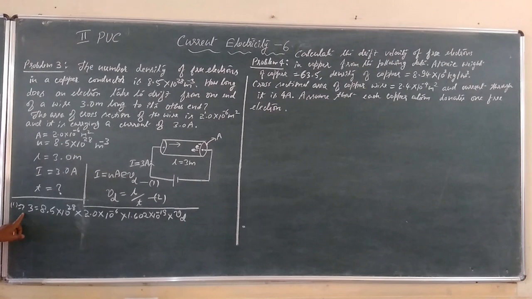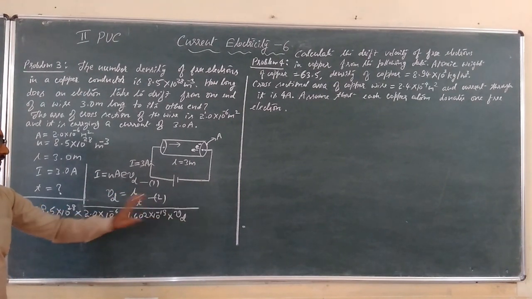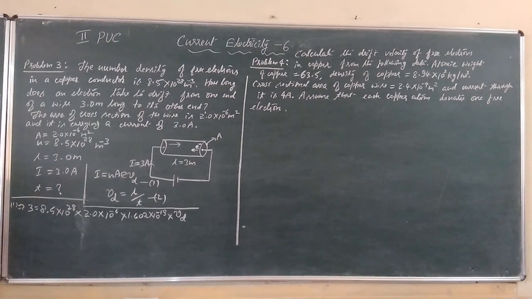Right? I value is 3, n is given, the number density, the area of cross section is given, e is the charge of the electron. What is the value of Vd? Just substitute and calculate now. So Vd comes out to be 0.110156.